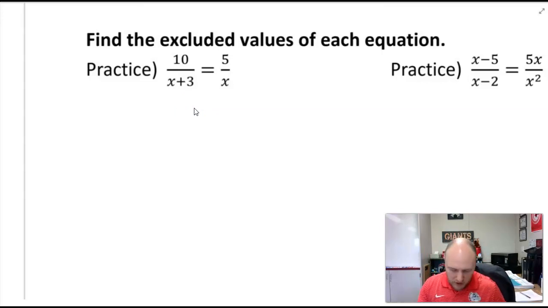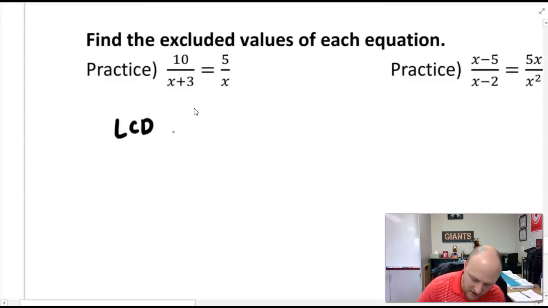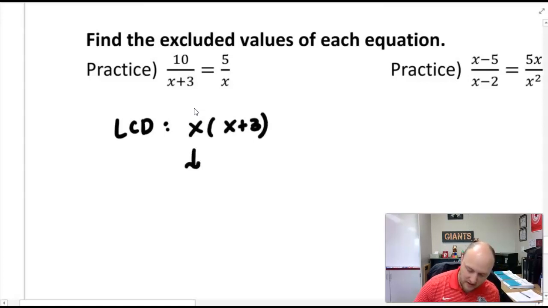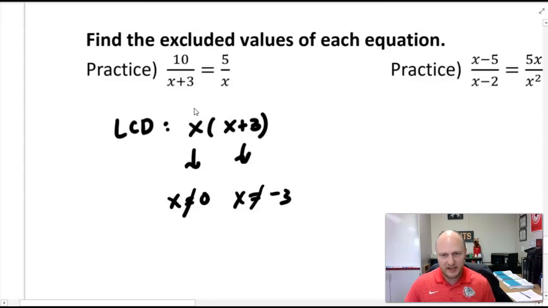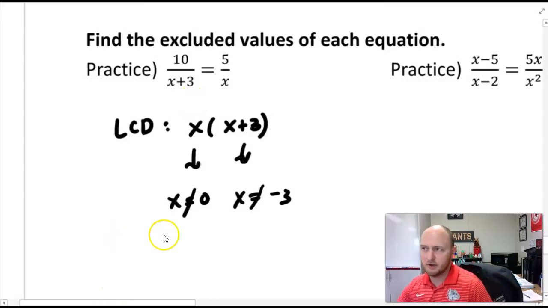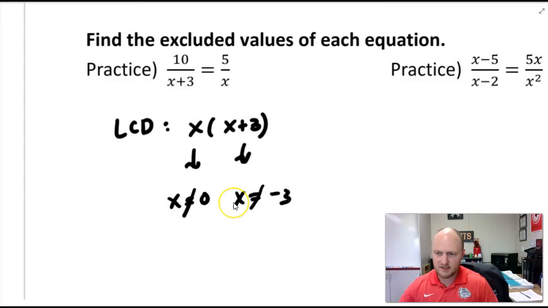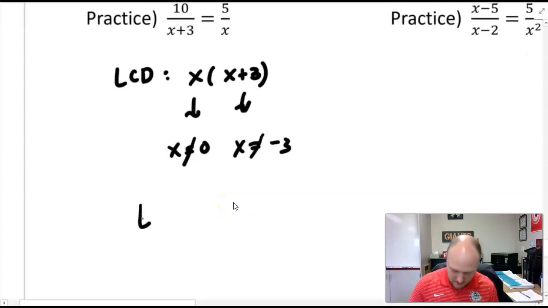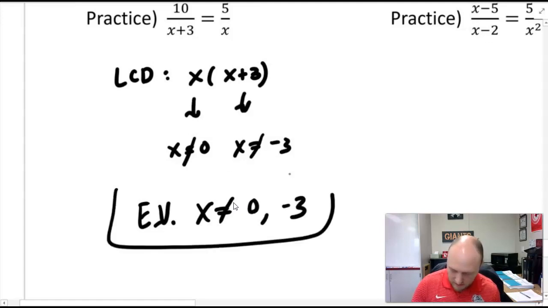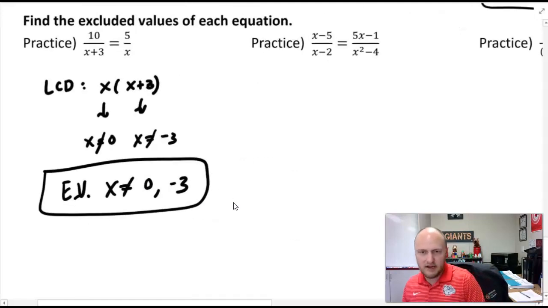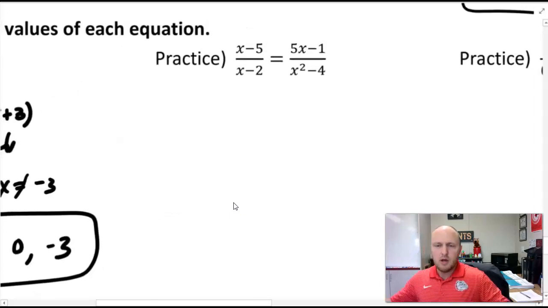All right, hopefully you paused this. You got to find the LCD. Your LCD is x times x plus 3. And then from this, x cannot equal 0. From this, x cannot equal -3. You set x plus 3 equal to 0, and then you subtract 3 on both sides, and that's what we get. Okay, so excluded values: x cannot equal 0 or -3. All right, next practice problem. Pause me, try this. I'll show you the answer here in a second.